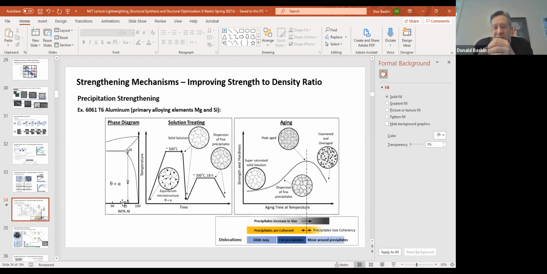That material has some level of strength to it. If you want to increase the strength, one way to do this is to take that material and heat it up to what's called a solution treating temperature. For this aluminum, it's about 500 degrees Celsius.